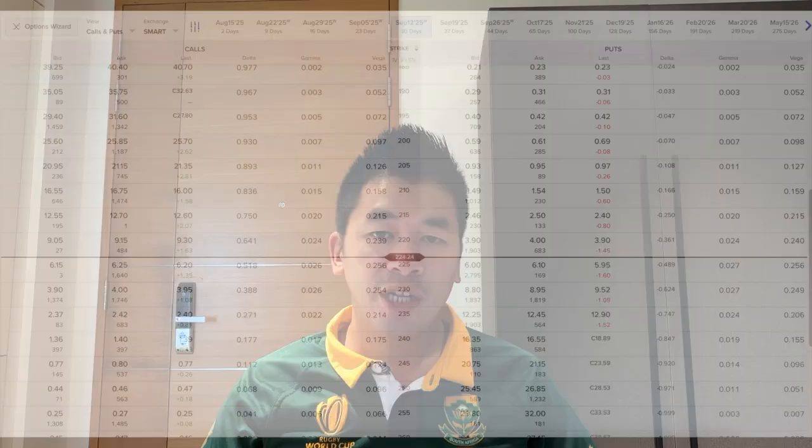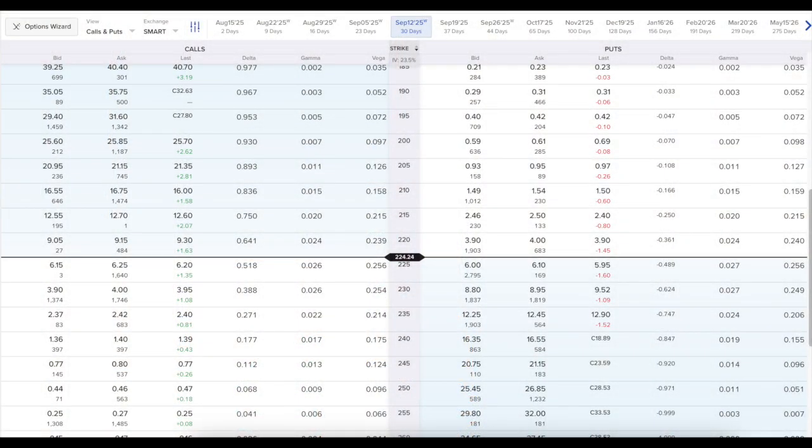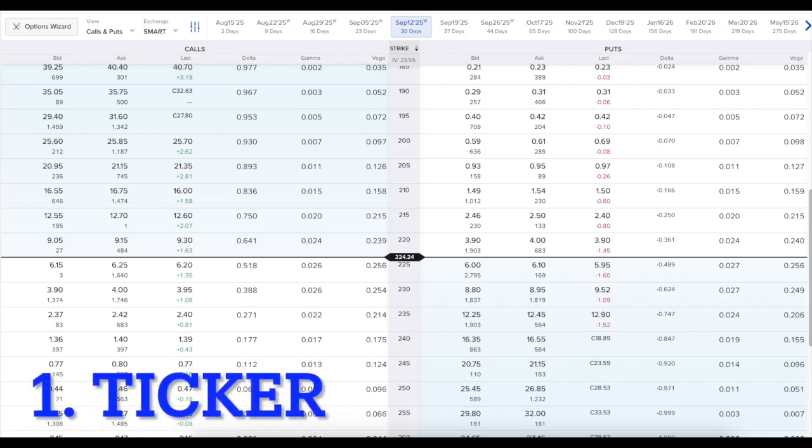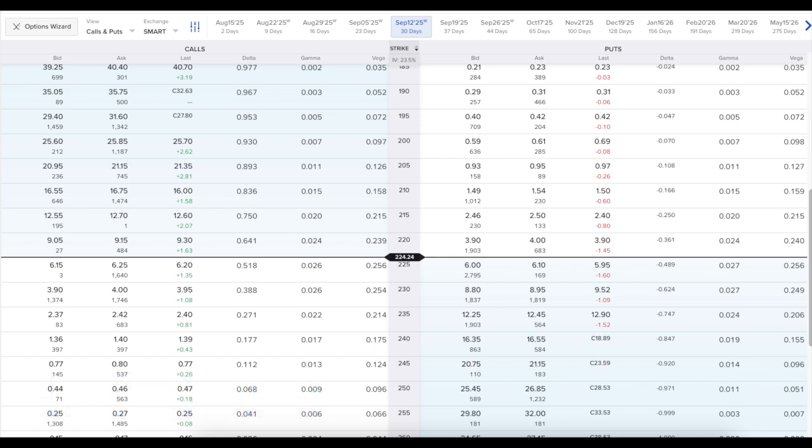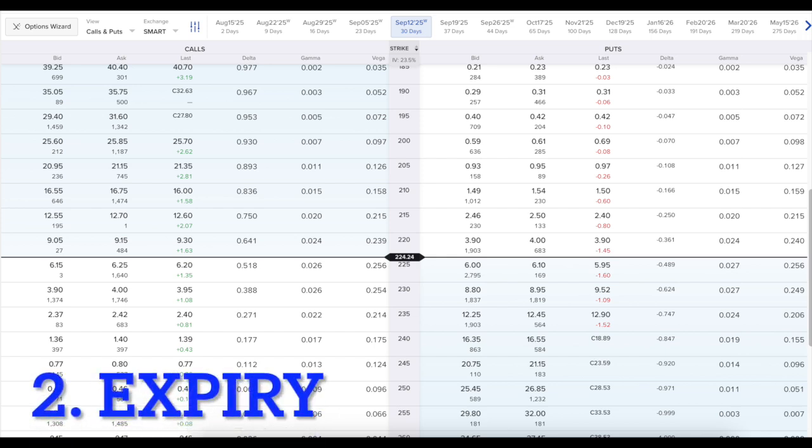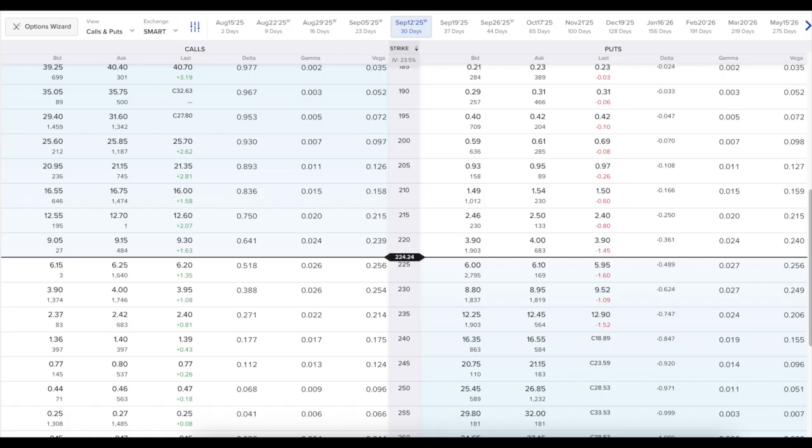Now I'm going to show you a bit about what I'm actually looking at when I'm going to make a transaction. This is the options chain. You see calls on the left and puts on the right. I look for a few things in order. First, I've already figured out what stock I want. That's the ticker. Next, I'm looking at what the expiry date will be, and you can see that in the top row, the different dates up there. I'm zeroing in on September 12th as an expiry date I would look at.